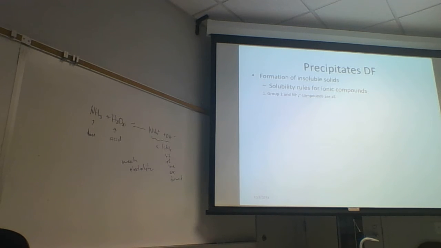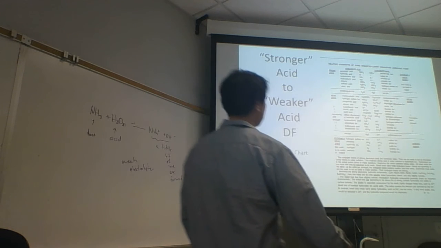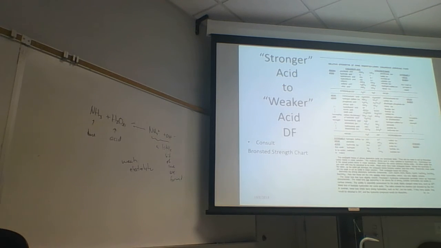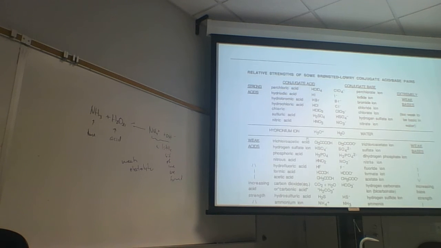They're favorable ion combinations because the ions come together to form a lattice, which ends up precipitating. And so those are good. And then we look at stronger to weaker acid. And we have this chart. This chart is in the supplement. And so if we look at the stronger to weaker acids, we're just looking at this one.